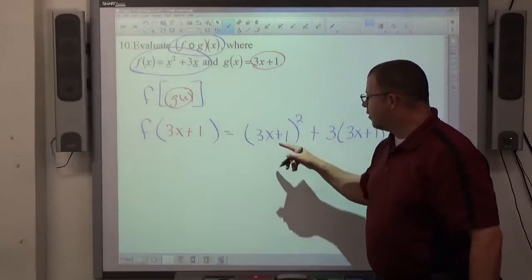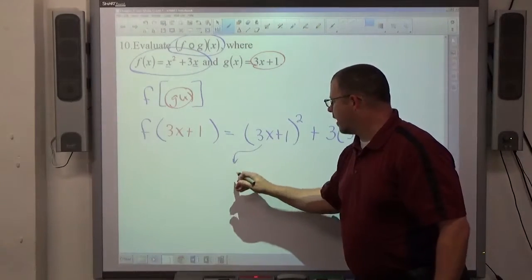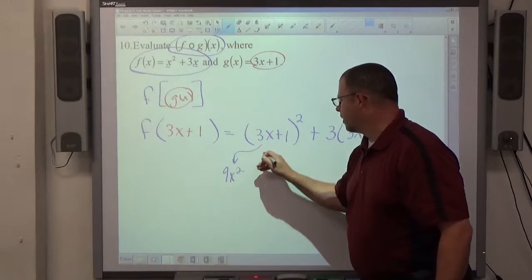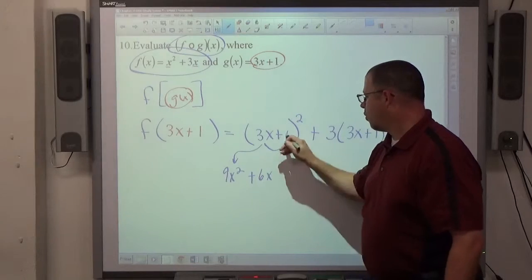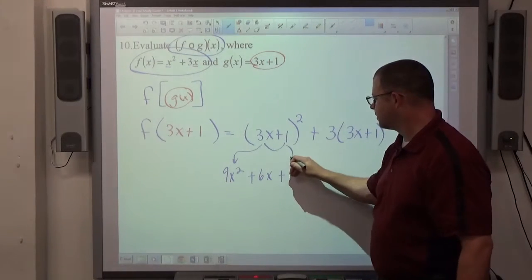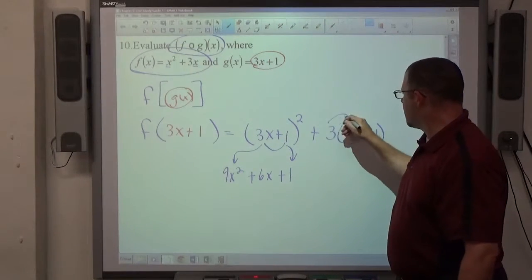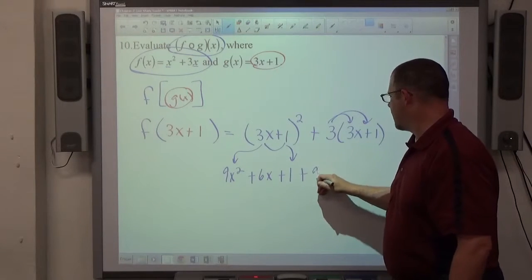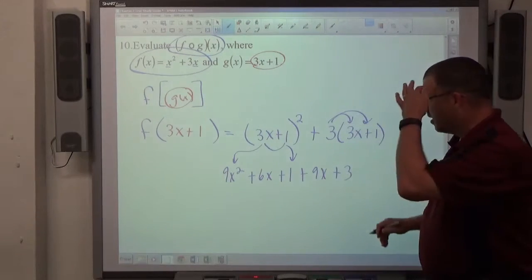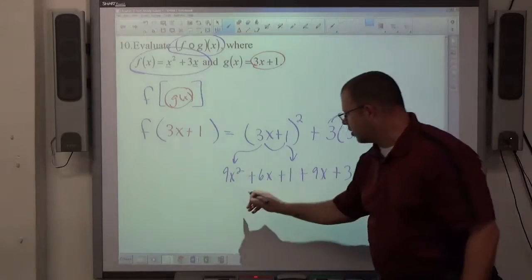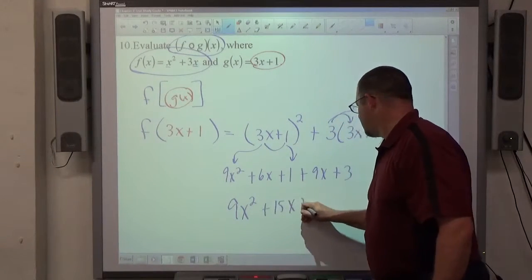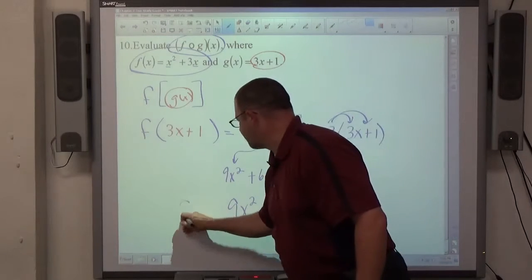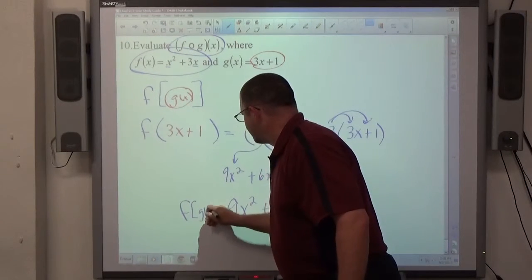3x plus 1, the quantity squared, again, is squaring a binomial. 3x times 3x is 9x squared. 3x times 1 is 3x, doubled is 6x. 1 times 1 is plus 1. Then this distributive property going on here, 3 times 3x is 9x, 3 times 1 is 3. And then what's left to do is to add like terms. 9x squared plus 15x plus 4 is what f of g of x is.